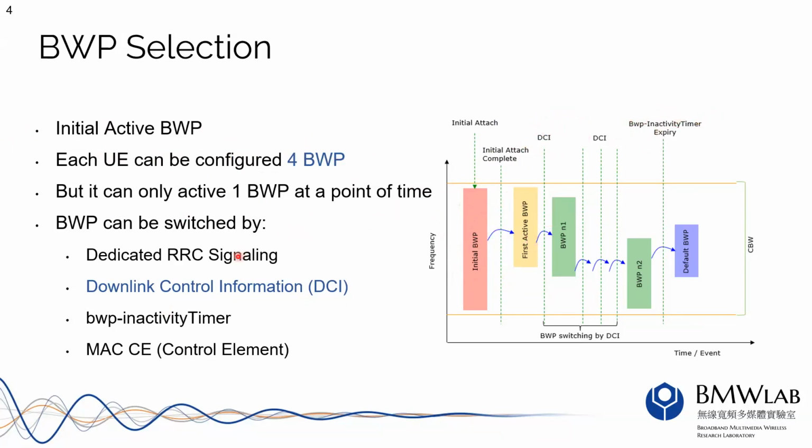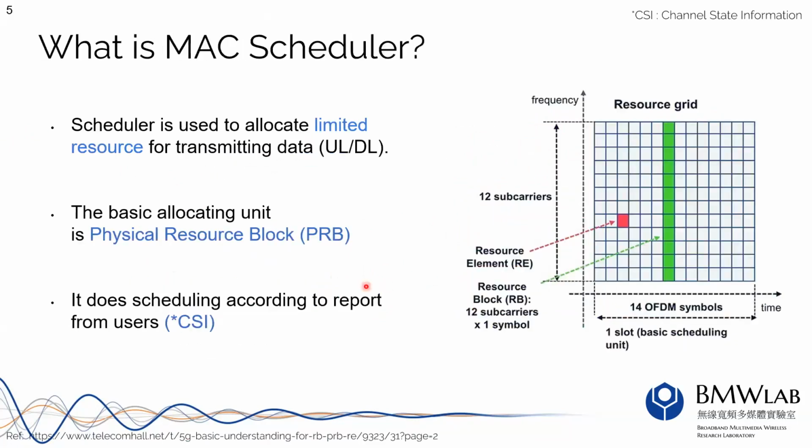For the downlink control information, I will go into detail later because it's core information for scheduling. So it's very important. I will talk about that later.